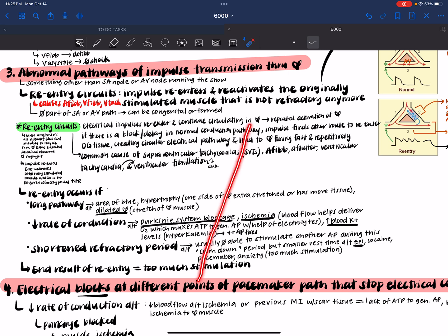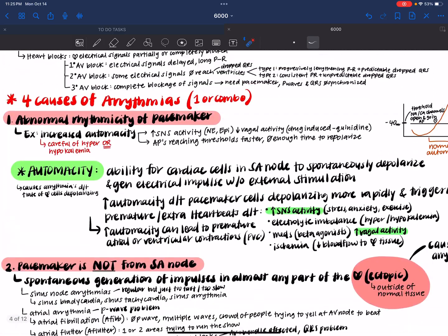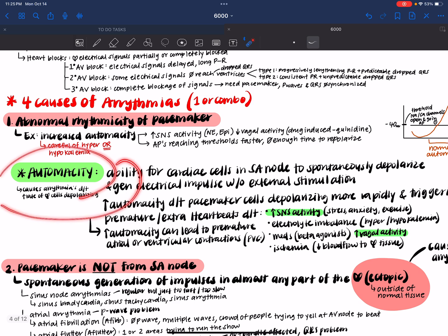So the AP is delayed. Action potential is delayed. It means it's not reaching refractory. Shortened refractory, so it just goes here, but then before even staying here as long as it should, it just fires again. Usually due to epinephrine, too much stimulation. End result of reentry is too much stimulation. So even for here, you'll see that it's automaticity, it's too much stimulation.